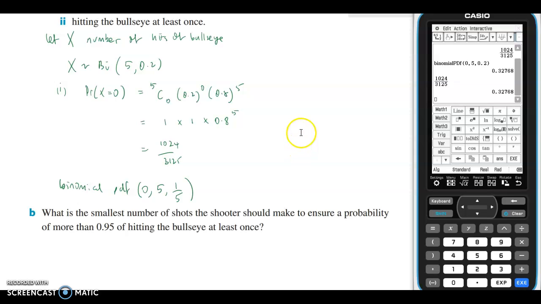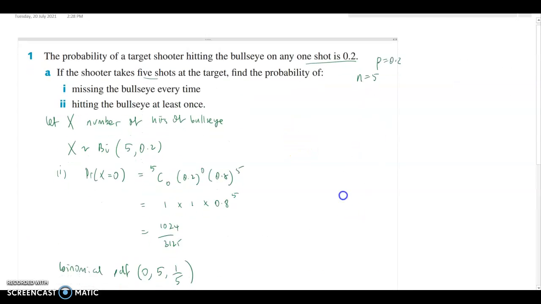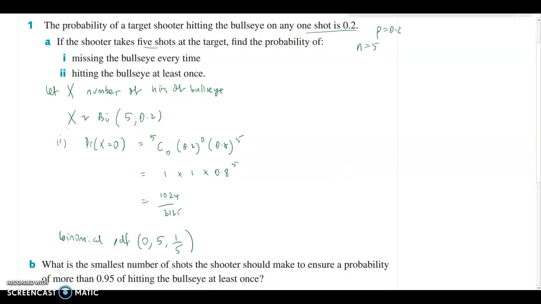Now, in part 2 it said, what's the probability of hitting the bullseye at least once? So in part 2, we want to find the probability X is greater than or equal to 1. What we're meant to realize is that the probability X greater than or equal to 1 is the same as 1 minus the probability X equals 0. Good news! We've already worked out the probability that X is equal to 0.